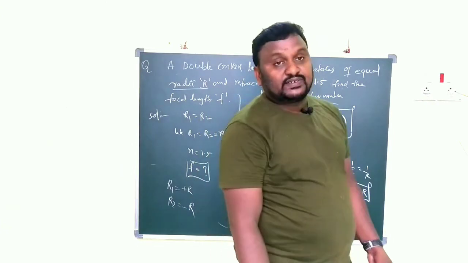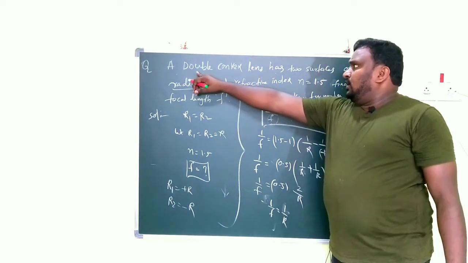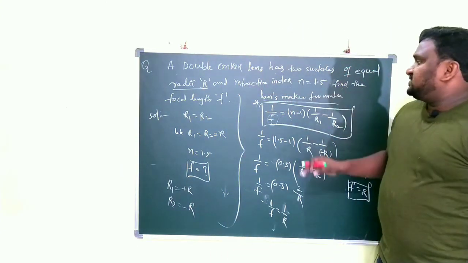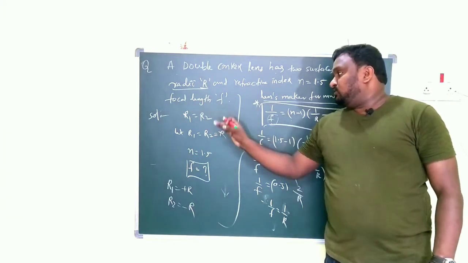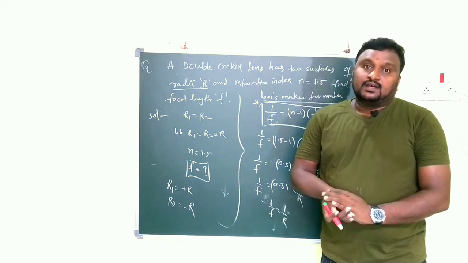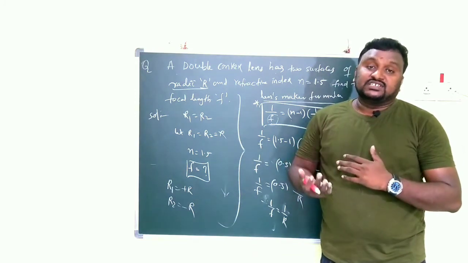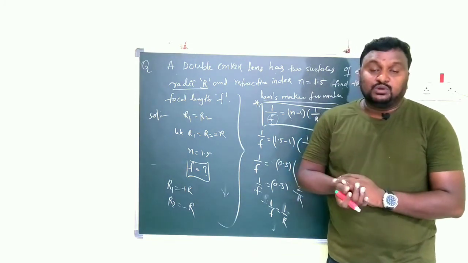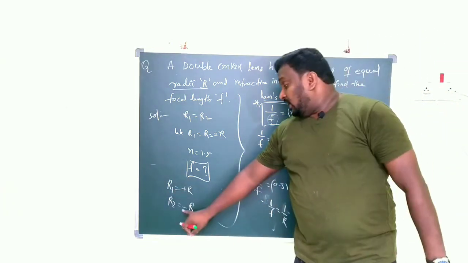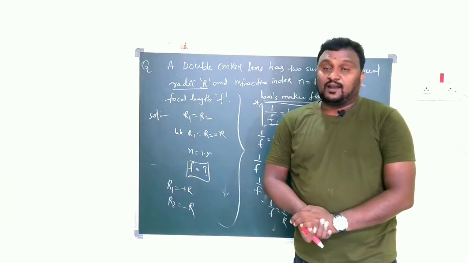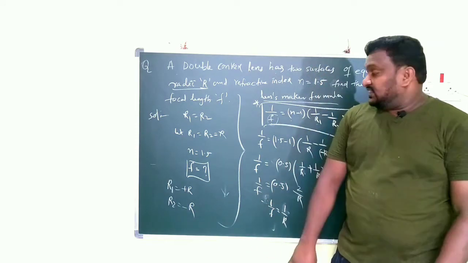Clear children? See, once clear here. A double convex lens has two surfaces of equal radii. So that's why here you take R1 is equal to R2 is equal to R. I already told you how we can take R1 as positive and R2 as negative. I explained just now. That's why here R1 is equal to positive R and R2 is equal to minus R, according to sign convention.